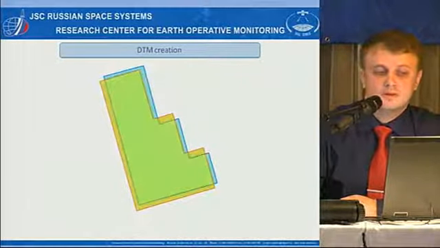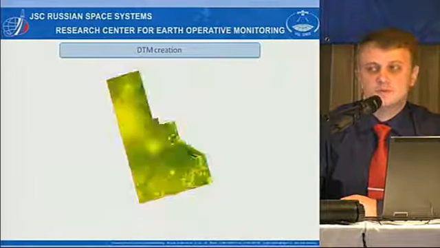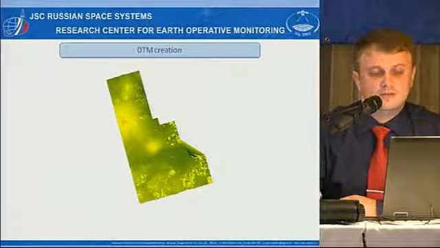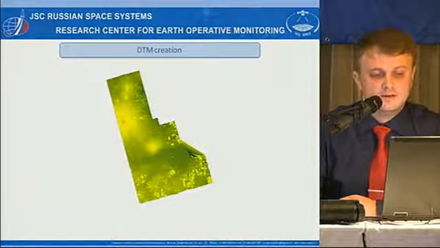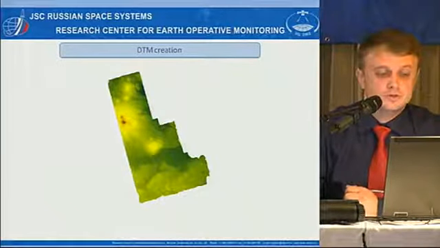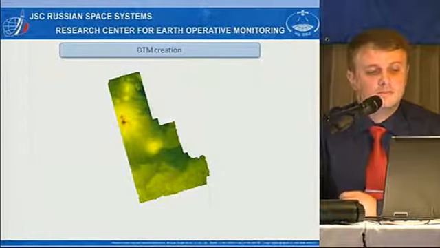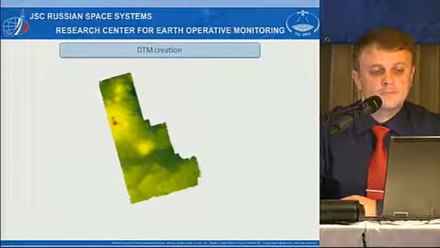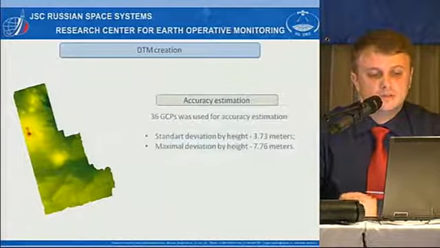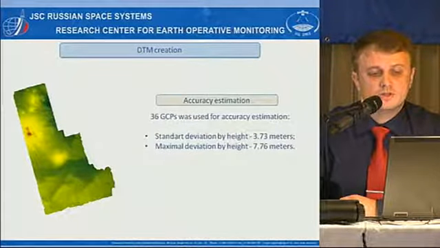Here you can see some overlap of the two paths, and in automatic form we build a DTM for that. Here you can see how the DTM was created, and then automatically we have done filtration and correction of the DTM. As a result, we acquired this. Then we did the precision or accuracy assessment.